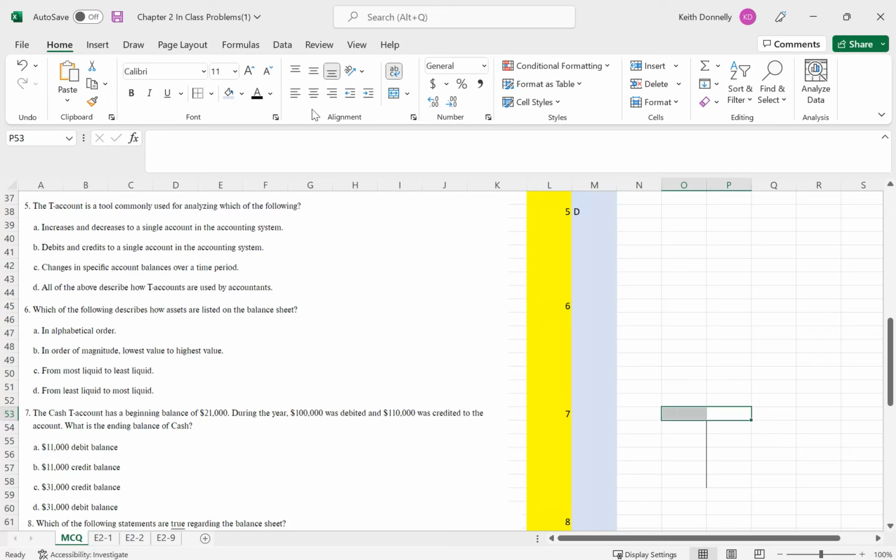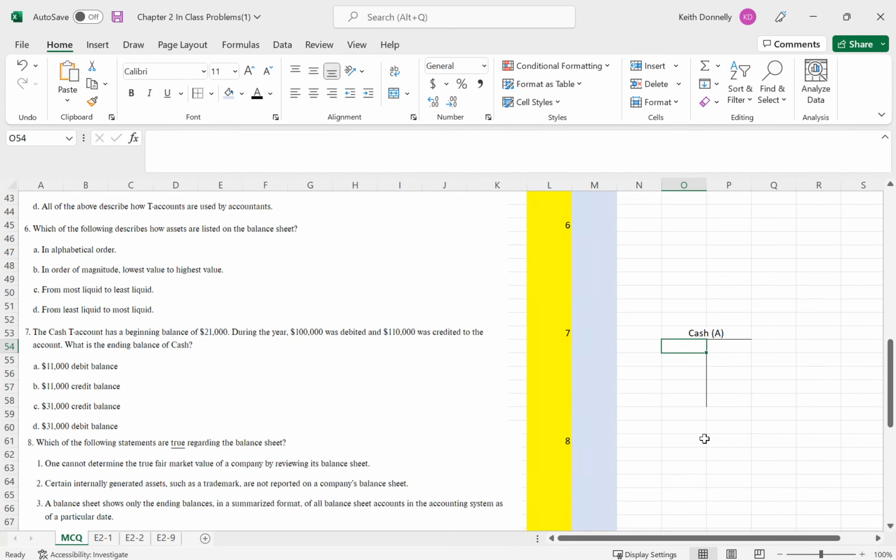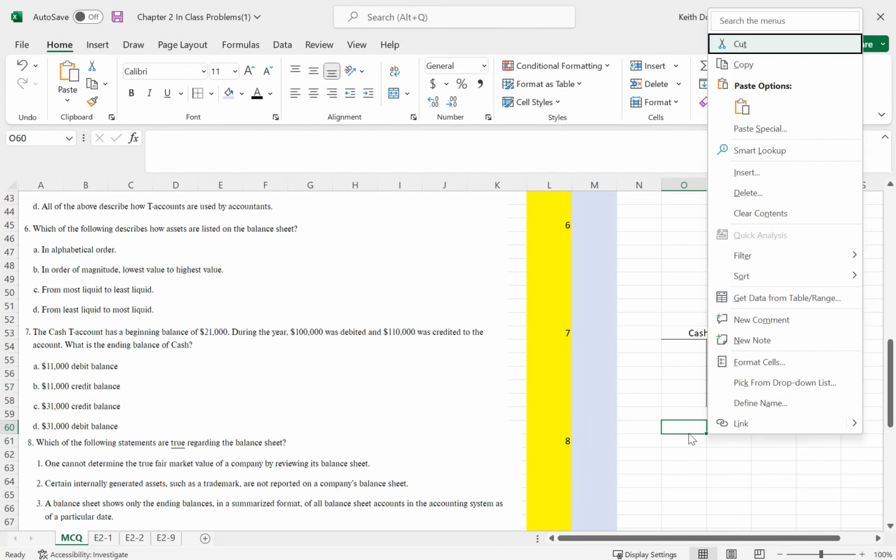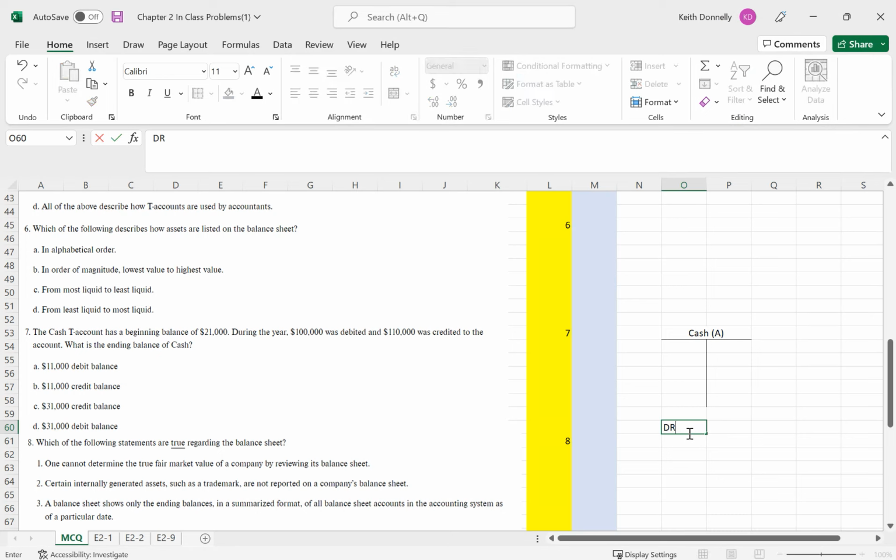Right, so 7 is doing exactly that. So 7, they're saying, hey, you have a cash T account, which is an asset, right? Our debits are on the left, our credits are on the right, so that means plus, minus. And then normally the natural balance, wherever the plus is, that means there's going to be a beginning on that side, an ending on that side.